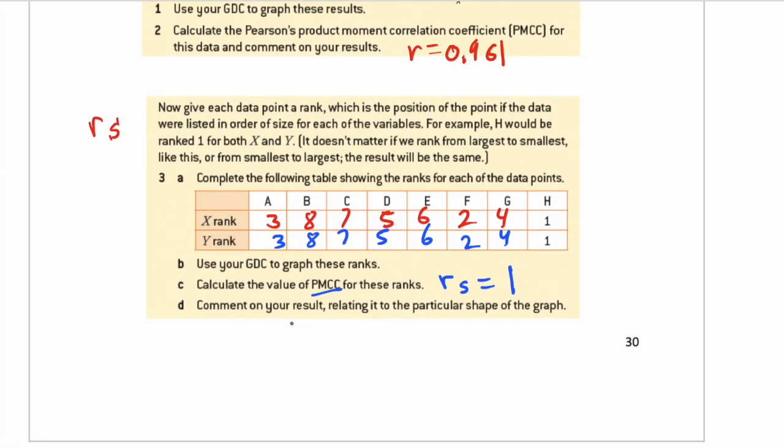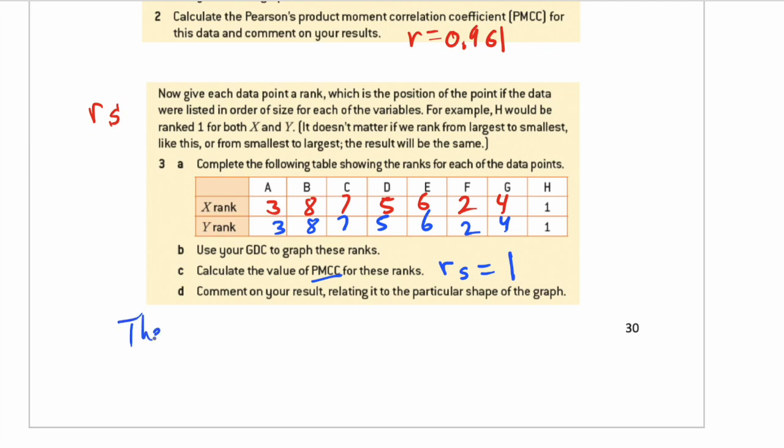Okay. So comment on your result. So this means there is a perfect positive association between x and y.